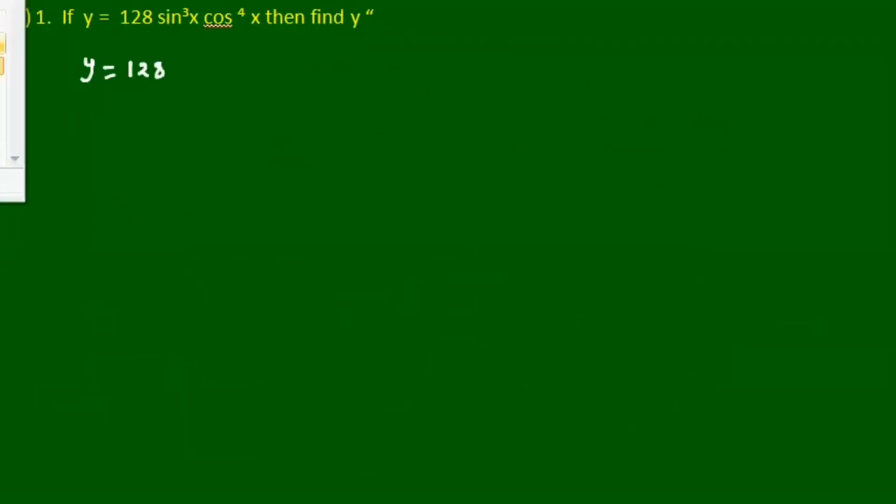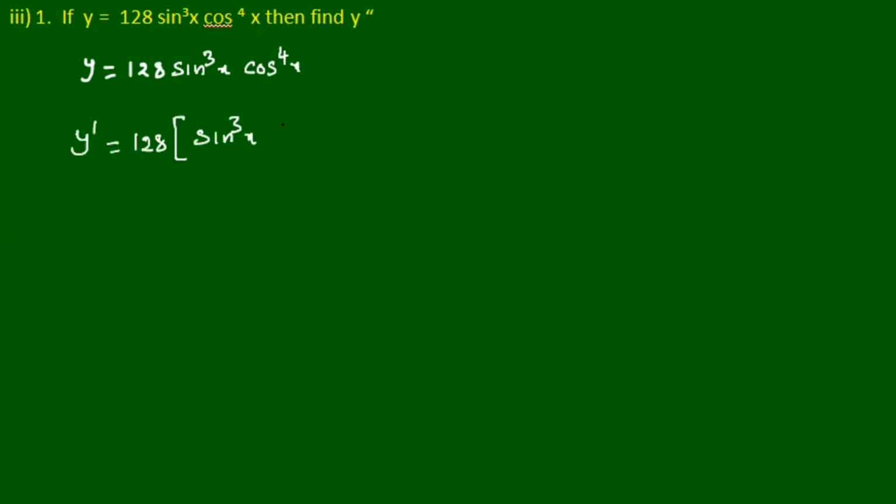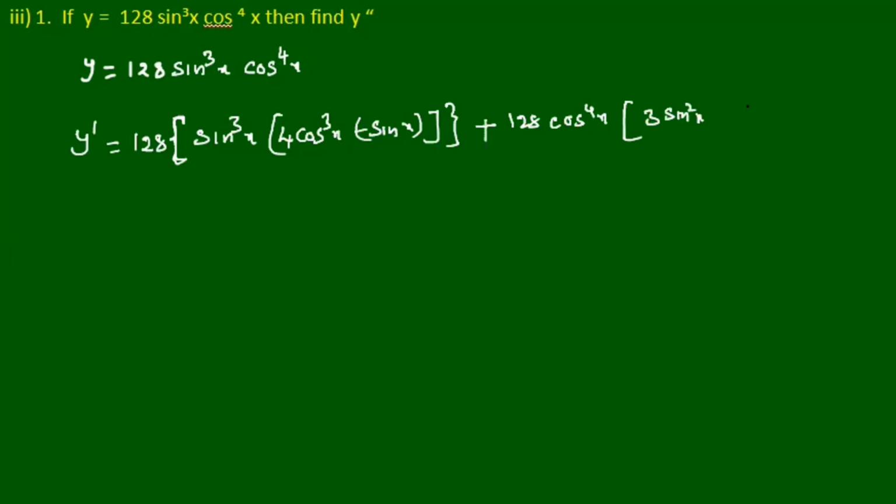Sin power 3x cos power 4x, y dash: 128 into sin cubed x as it is, cos power 4x is 4 cos cubed x into minus sin x, and then plus 128 into cos power 4x as it is, sin cubed x derivative is 3 sin square x into cos x, sin x derivative is cos x.